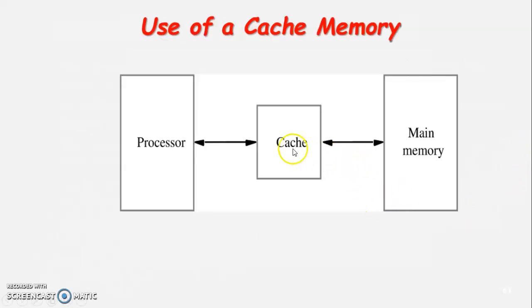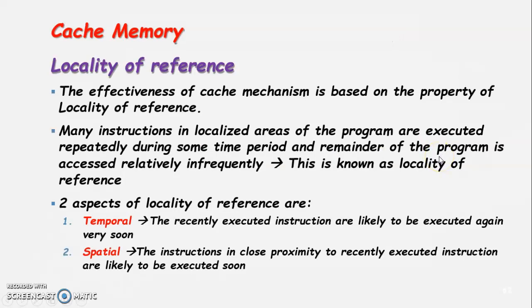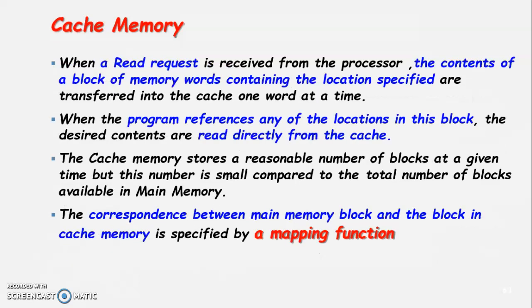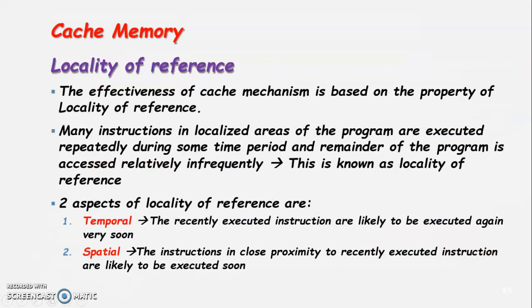That is, the cache memory is placed in between the processor and the main memory. The effectiveness of the cache mechanism is based on the property of locality of reference. This locality of reference says that many instructions in localized areas of the program are executed repeatedly during some time period, and the remainder of the program is accessed relatively infrequently.